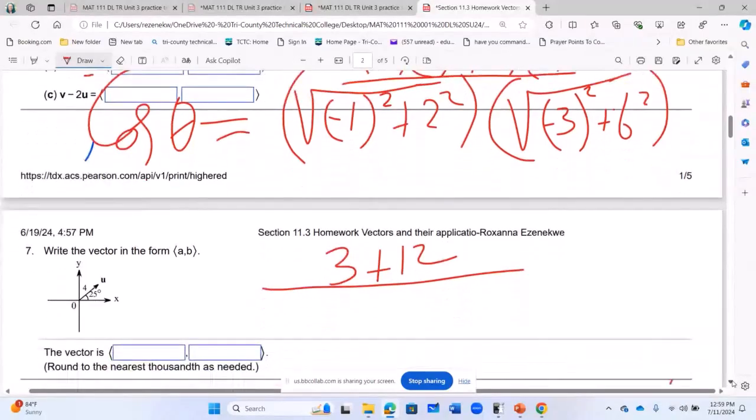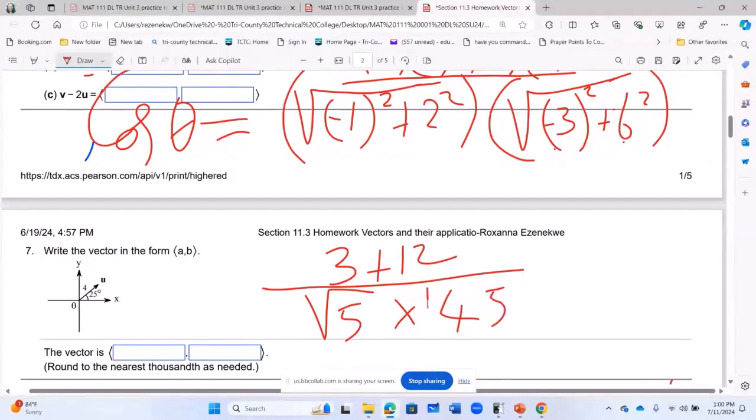For this square root, I have -1 squared, that's 1, plus 2 squared, so here is going to be square root of 5. Square root of 5 multiplied by the square root of this: 3 times 3 is 9, 6 times 6 is 36, and 36 plus 9 is 45.